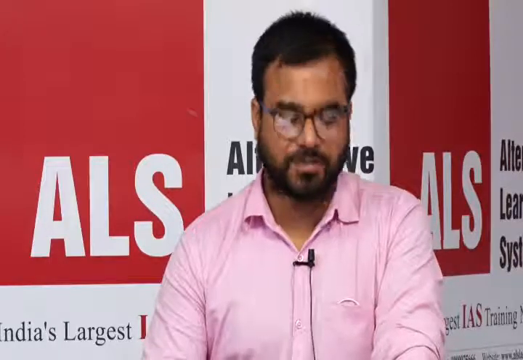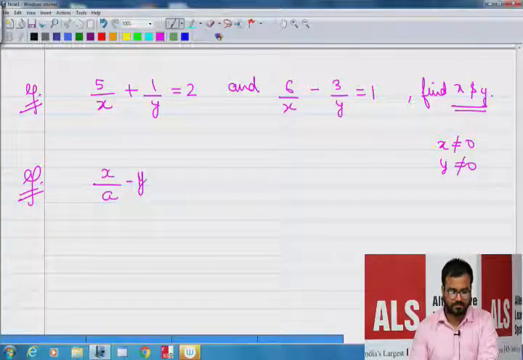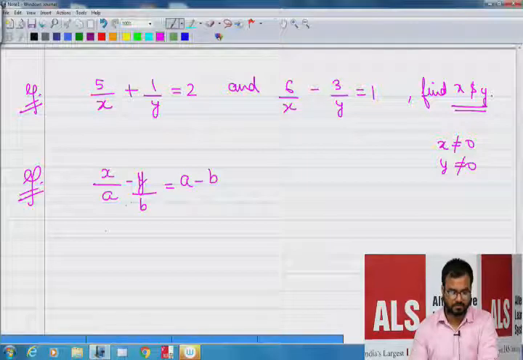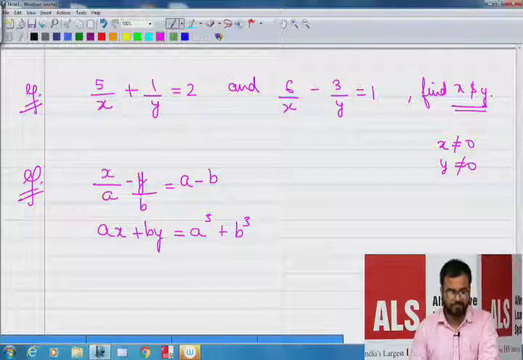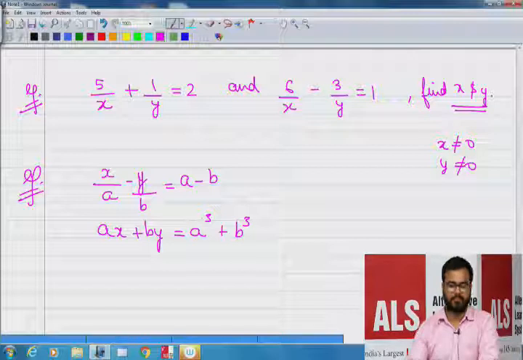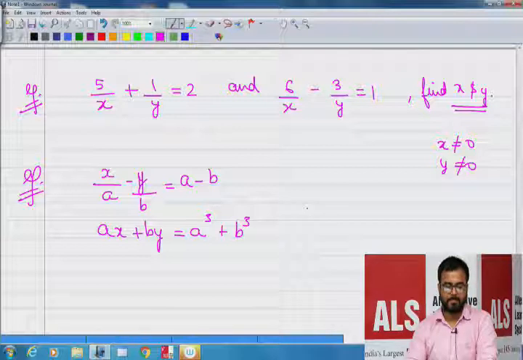Based on the same system of equations, there is one question like this. Solve for x and y.